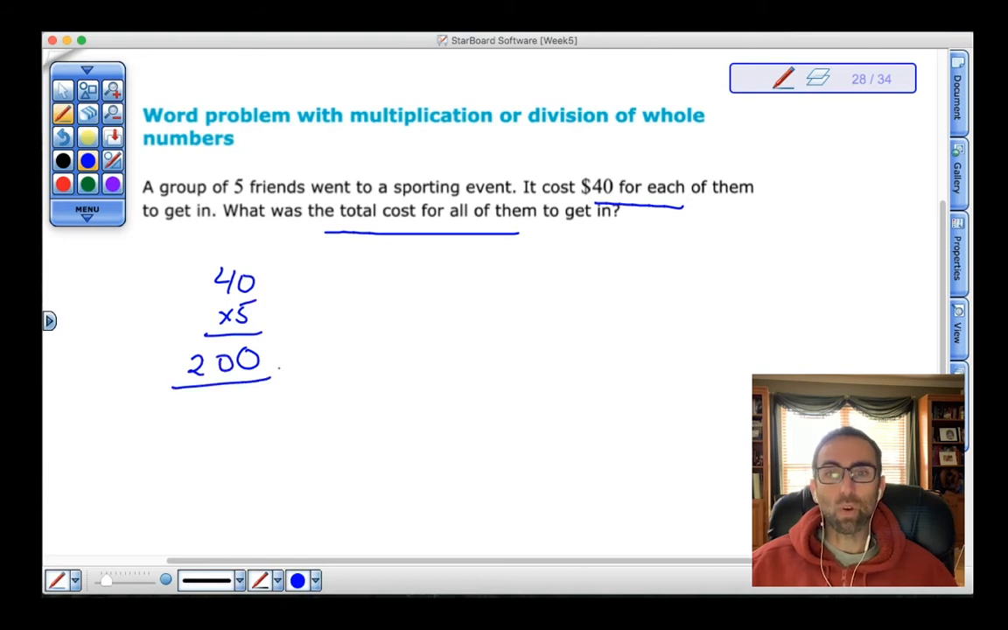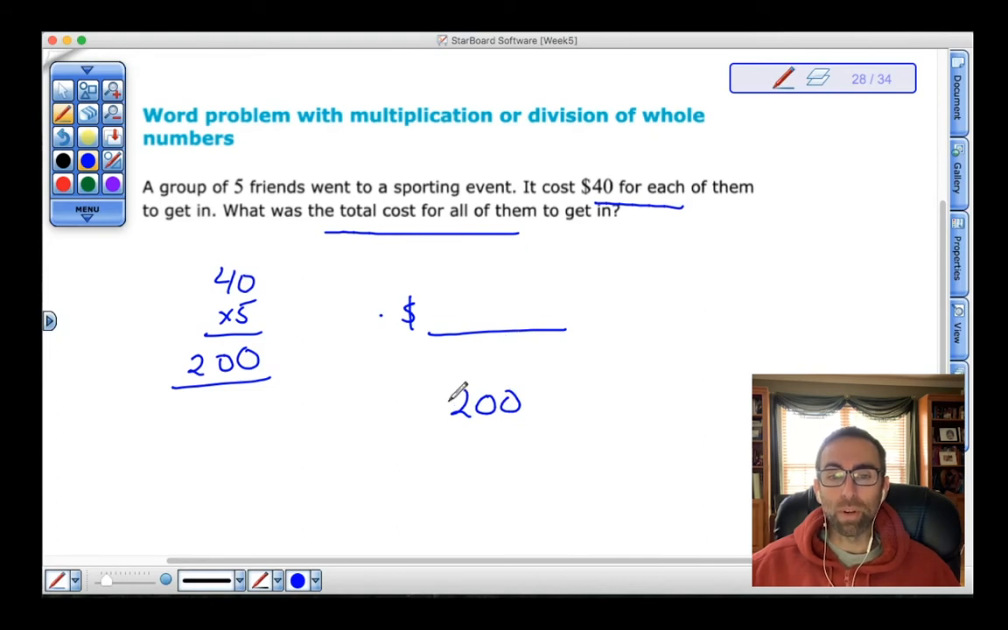And we find out the total cost is going to be $200 for all of them to get in. Now, if you had an equation like this over in Schoology, I would have something that says $ blank, and you would have to type in 200. So make sure when you're putting your answer in that you're not putting in that $ in front, otherwise it'll be marked wrong. I may go back and check these, but I also may miss them, and I don't want to see you get penalized for that.